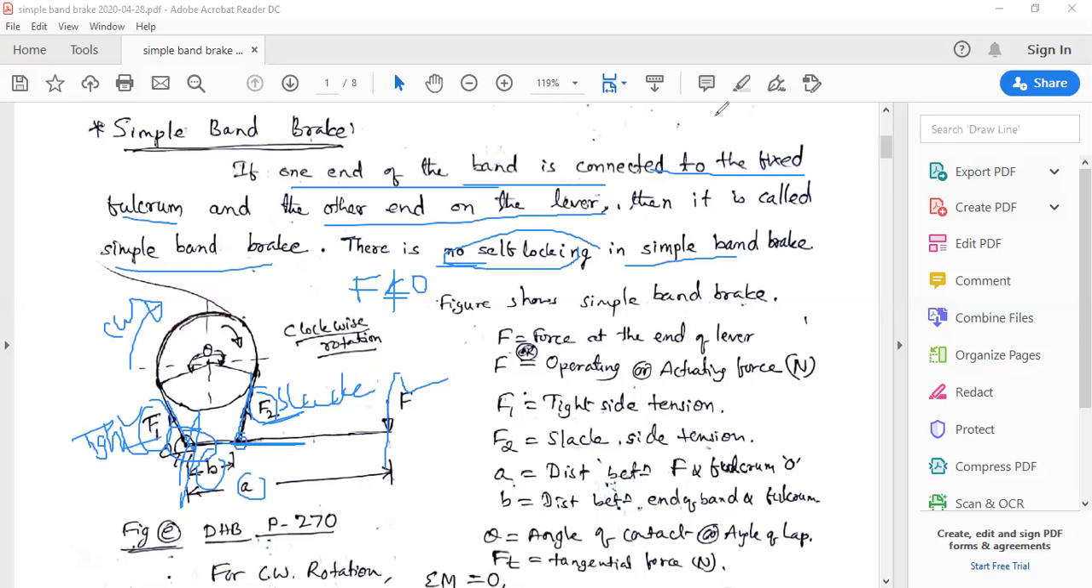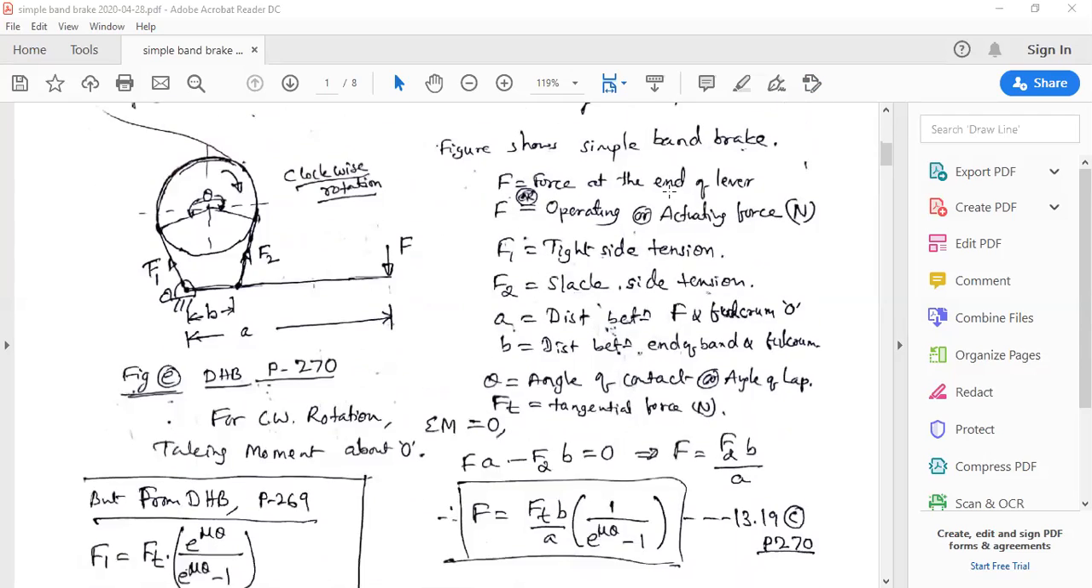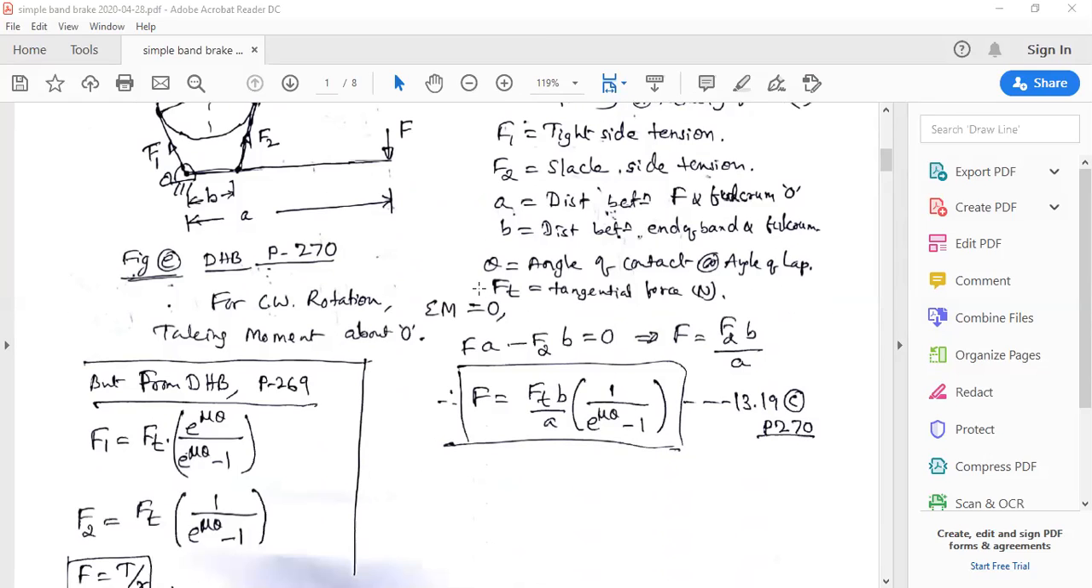So these are all the notations that we have to follow during this particular study. Also, the tangential force is to be considered here. Tangential force arises because of the torque which is transmitted, and it is calculated by using T by R, torque divided by the radius of the drum. So by using this relation we can get the value of Ft.